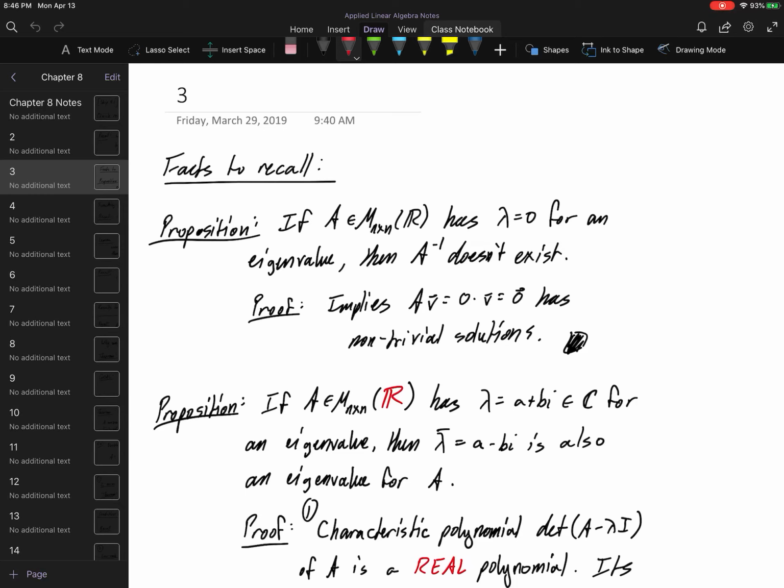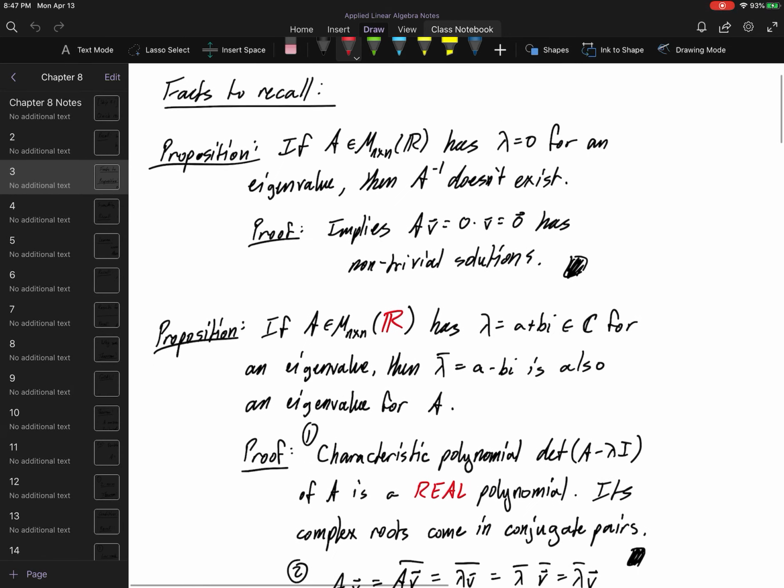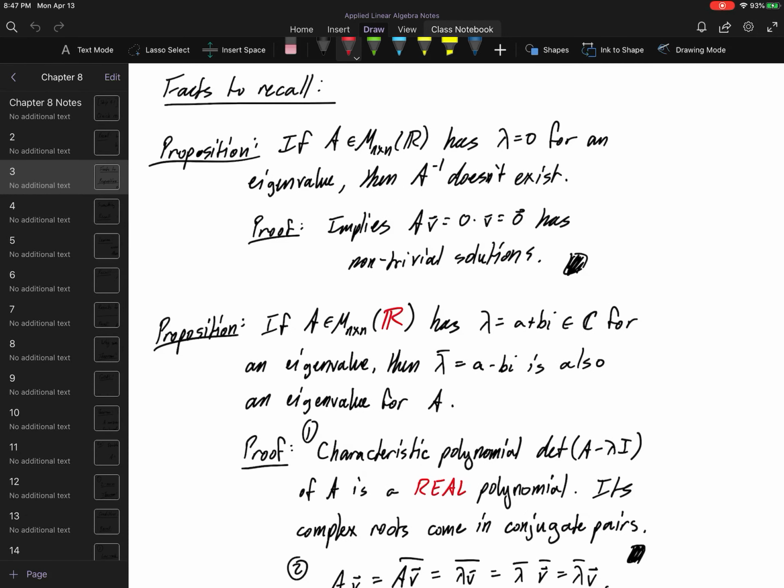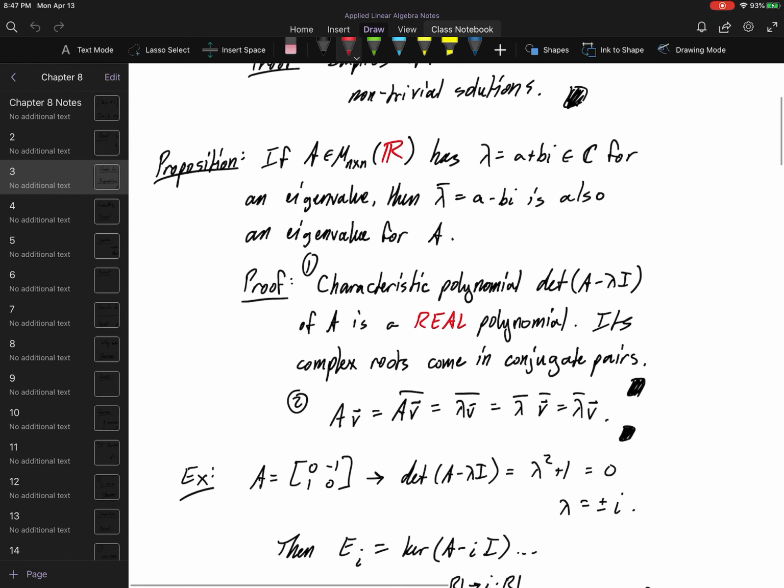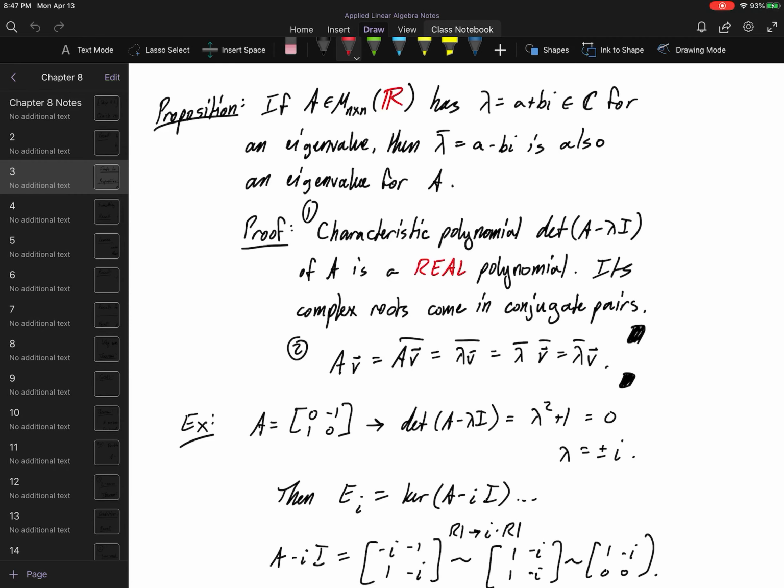This inverse cannot exist. So, the quick proof for this would be that if you did have a zero eigenvalue, then A times V would have to be zero for some non-trivial solution, right? So being an eigenvector associated with lambda equals 0 means that you are actually part of a non-trivial kernel. And if you have a non-trivial kernel, that means that your inverse doesn't exist. Not too shabby. So typically, if we want unique solutions, we are looking for square systems that don't have zero for an eigenvalue.